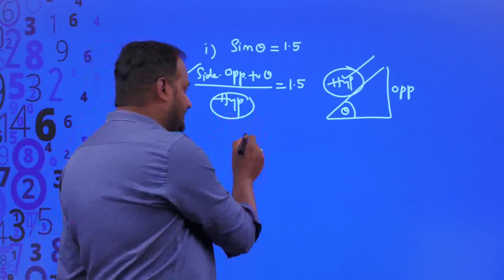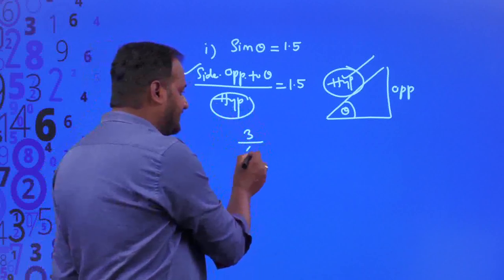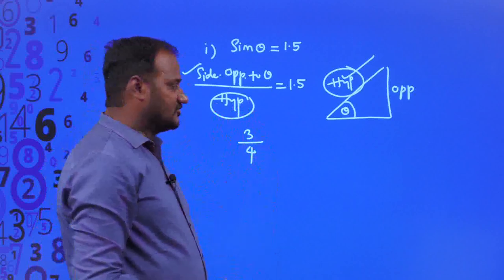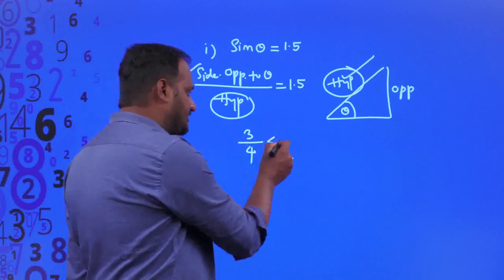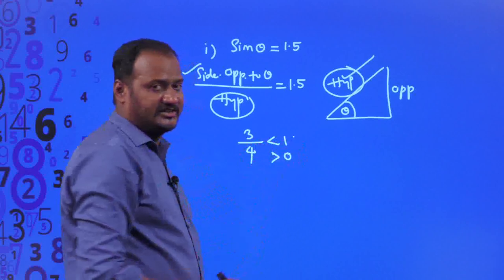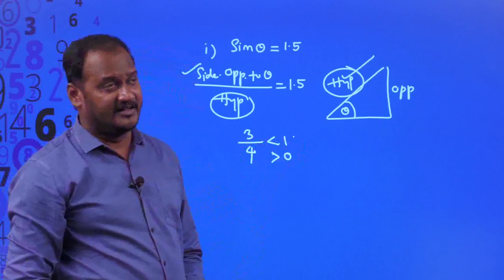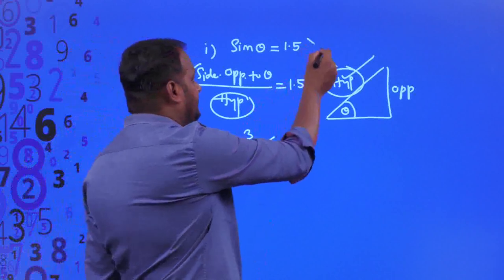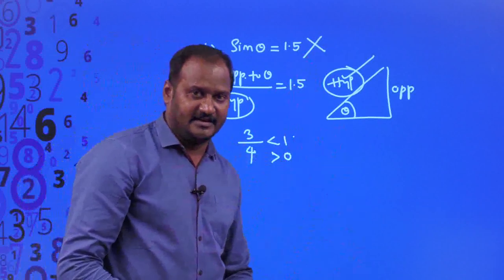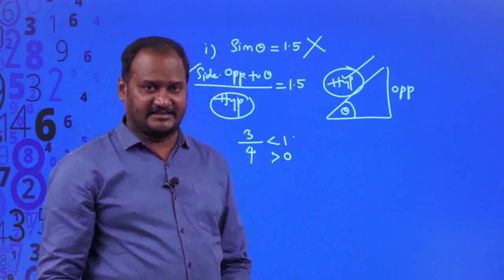Take any smaller number divided by a greater number. This value is always smaller than 1 and always more than 0. So it cannot be more than 1. That is why sin theta equal to 1.5 is not a correct statement. Hope you understand, right? We'll discuss in the next class. Thank you.